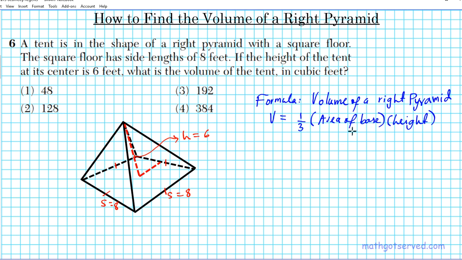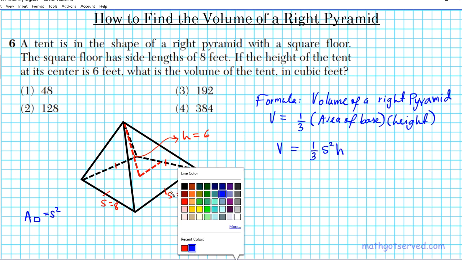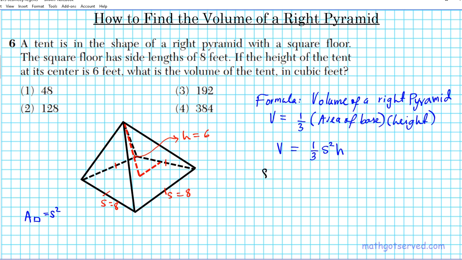Anyway, what's the area of the base here? The base is a square. So what is the formula for the area of a square? The formula for the area of a square is simply s squared, correct? So we're going to put that in here. Our formula becomes V equals 1/3 the area of the base, which is s squared, multiplied by the height h. From the information that we're given, we know that s is 8, h is 6, and volume is what we're looking for. So using the formula V equals 1/3 s squared h, we're going to plug these values into this formula.